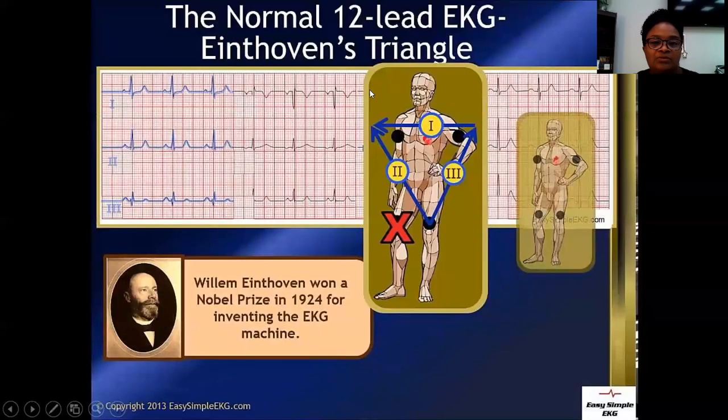Okay. So here's the Einthoven's triangle, and it looks at lead 1, lead 2, and lead 3. Now, Willem Einthoven won the Nobel Prize in 1924 for inventing the EKG machine.